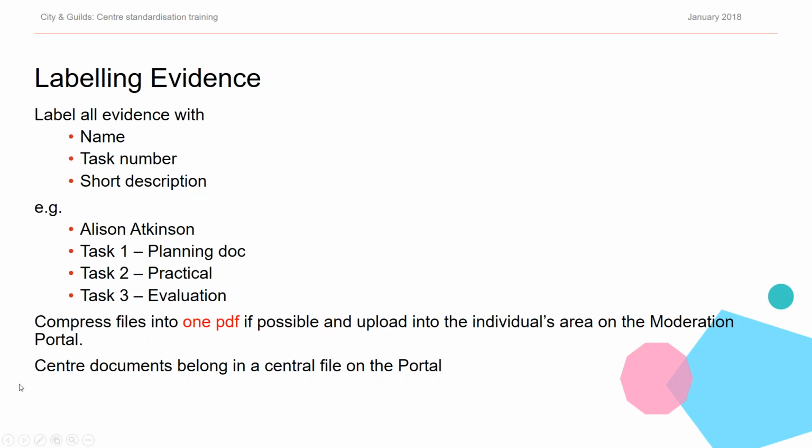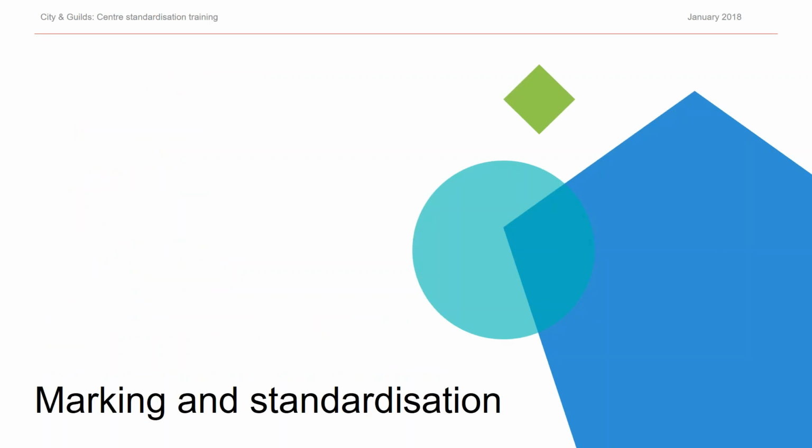Just to say again that the centre documents belong in a central file on the portal and don't go onto the individual's area. So those documents, the standardization documents for example, will need to go on that central file. We're now going to take a closer look at the marking grid.